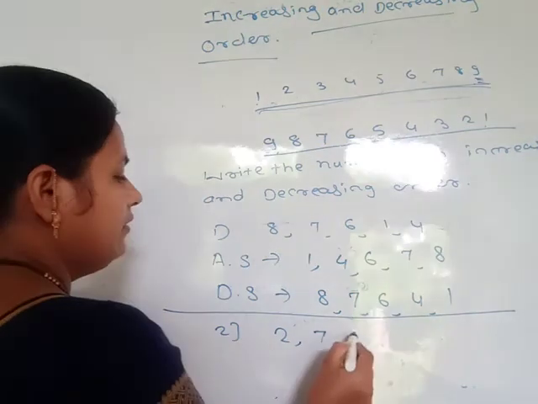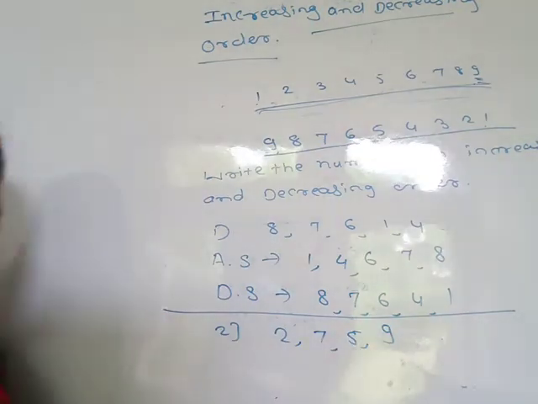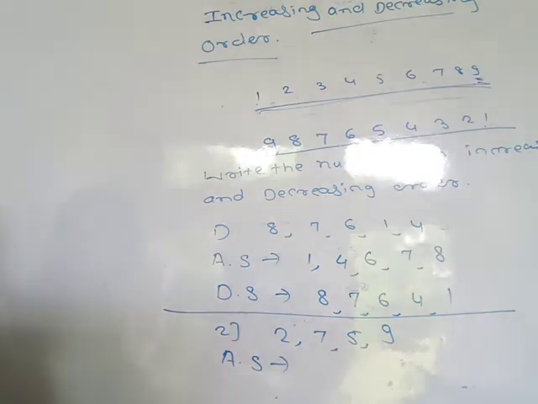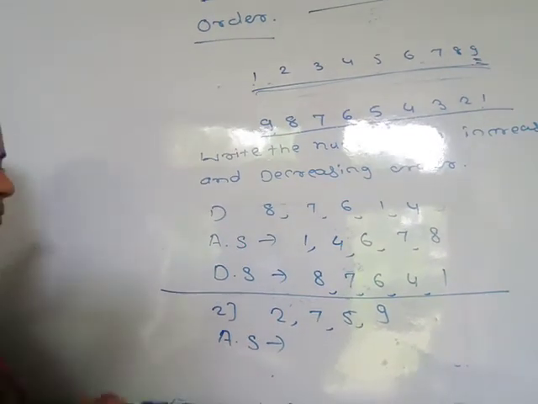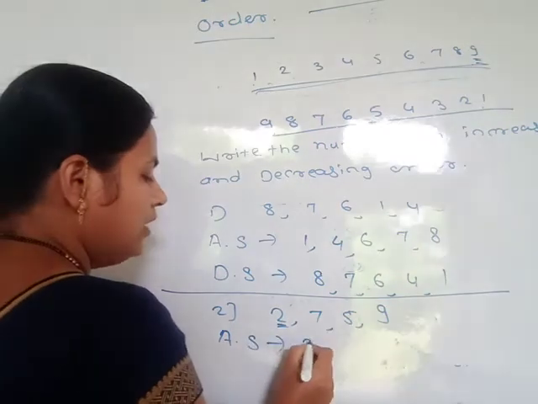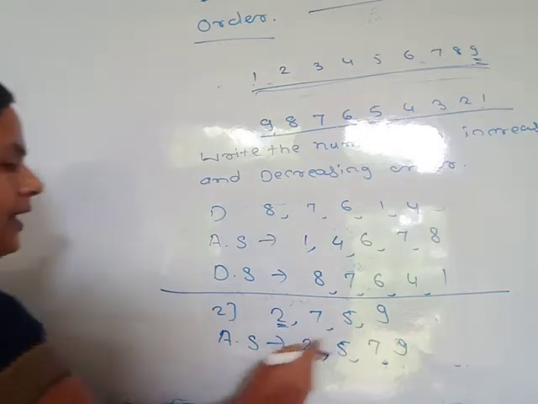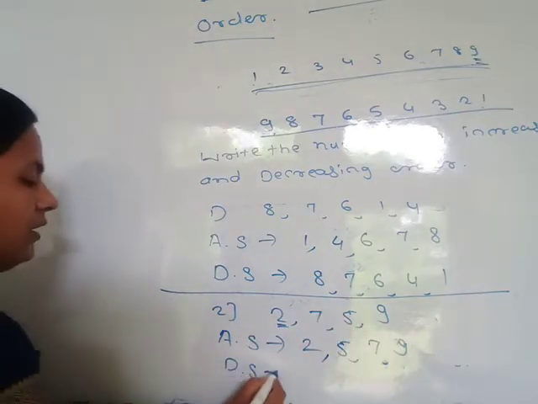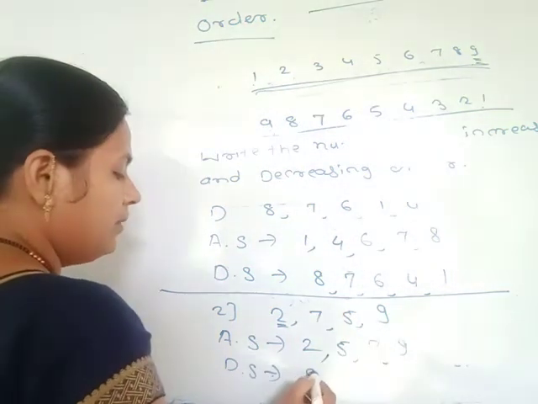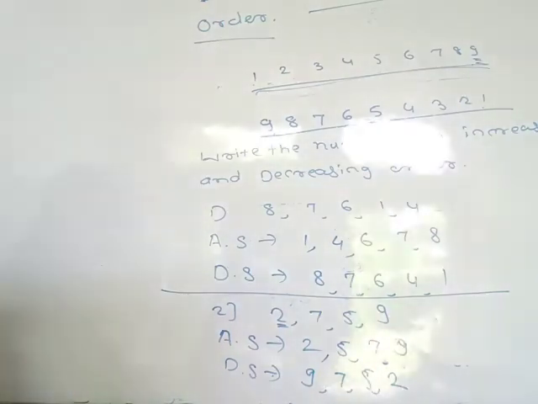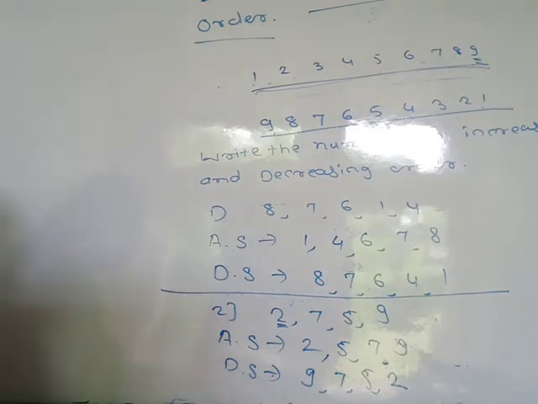2, 7, 5, 9. Then you write the ascending order. In ascending order you write all these numbers from smallest to biggest. Smallest number, write here 2. Then 5, 7 and 9 are increasing numbers. Then in decreasing order you write the biggest number first: 9, 7, 5 and 2. These are decreasing numbers, biggest to smallest.